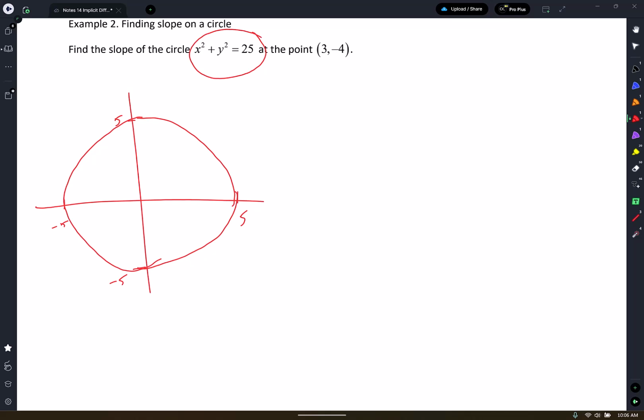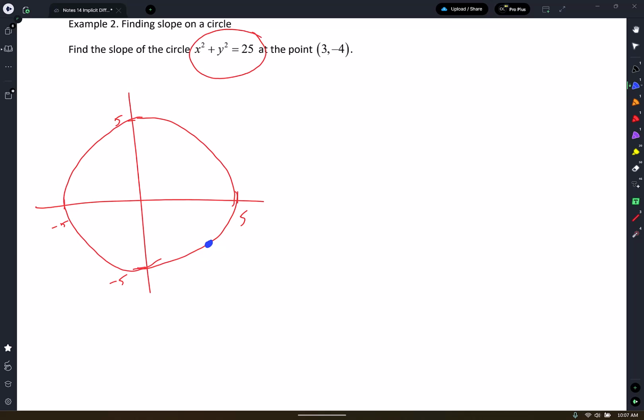If this were to ever be a multiple choice, there should be answers that you should delete. Think about it, guys. If you're at the point 3, -4, that means you are in quadrant 4. And in quadrant 4, all my tangent lines have slopes that are positive. Do you guys see all these tangent lines? They all have positive slopes. So when I take the derivative of this, I better get a positive slope.